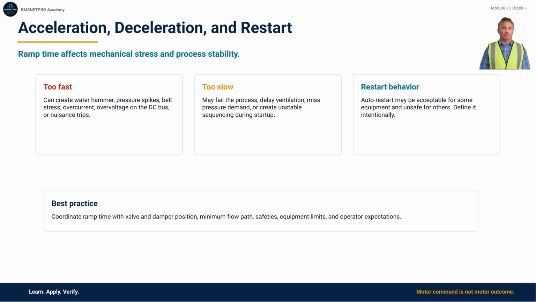Acceleration, deceleration, and restart behavior affect the mechanical system. A pump ramped too quickly can create pressure stress or nuisance trips. A fast stop can contribute to overvoltage or water hammer. A ramp that is too slow may fail a process requirement or delay ventilation. Restart behavior after power loss also matters. Automatic restart may be acceptable for some systems and unsafe for others. Define it intentionally and test it with the system.